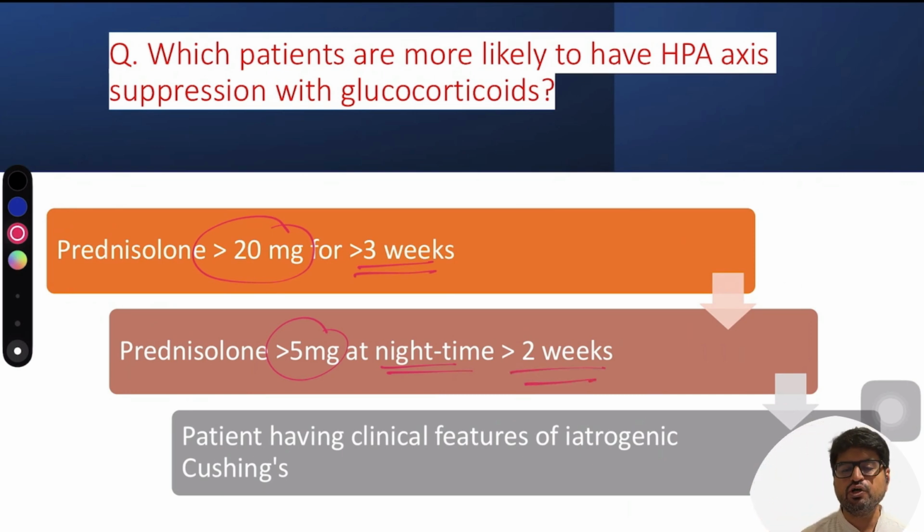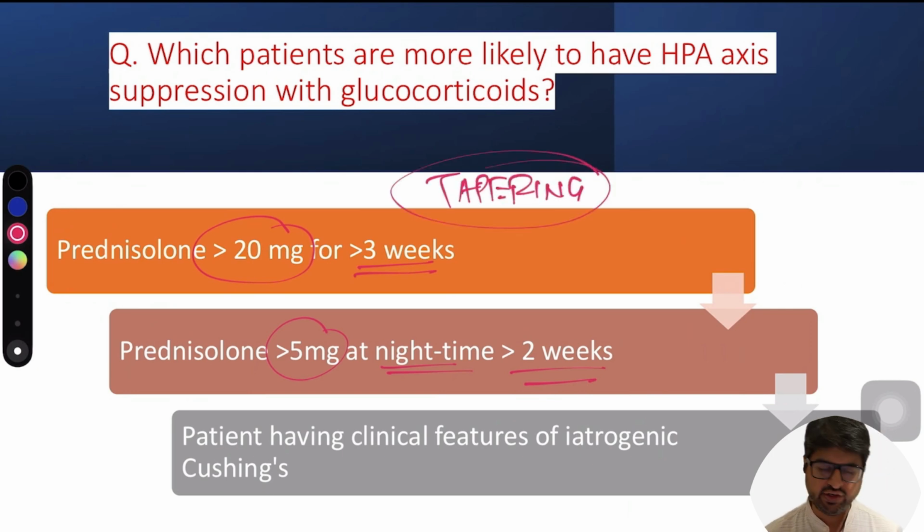Or any patient who has clinical features of iatrogenic Cushing syndrome and clinically looks Cushingoid. This patient is also likely to have HPA axis suppression. So these 3 rules you have to always remember, and it is very important that any patient who falls into these categories requires tapering, right? This is a very, very important rule that you need to remember, appreciate and understand.